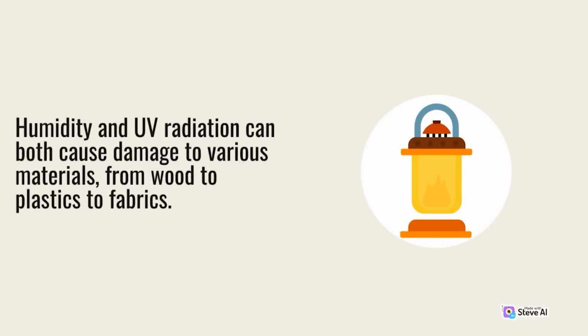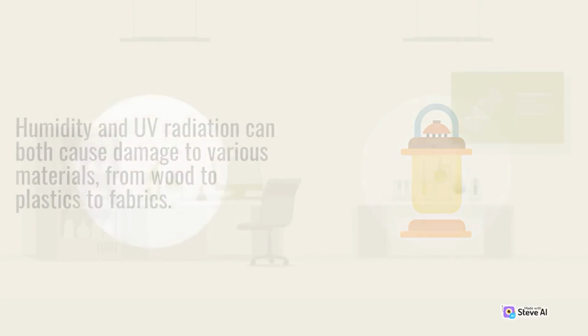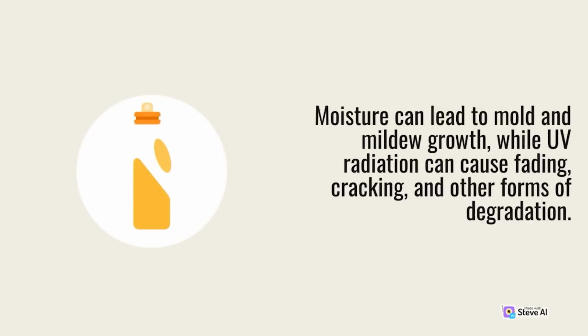Humidity and UV radiation can both cause damage to various materials, from wood to plastics to fabrics. Moisture can lead to mold and mildew growth, while UV radiation can cause fading, cracking, and other forms of degradation.